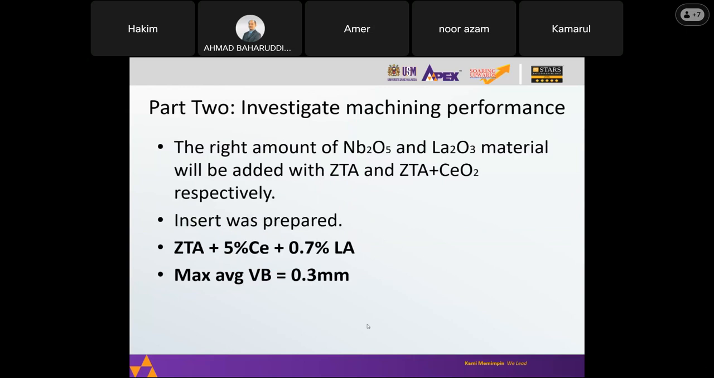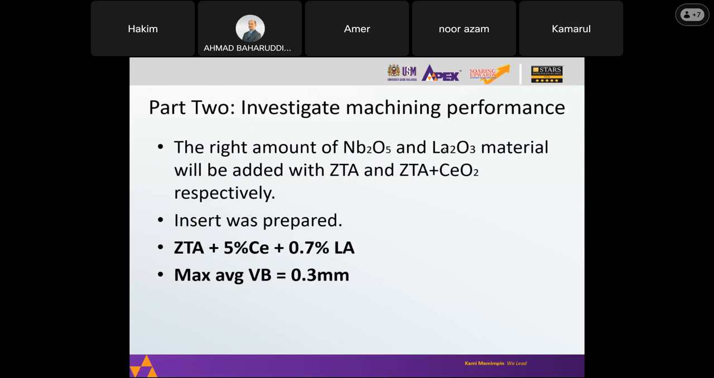Okay, part two: investigate the machining composition, the right amount of niobium. Actually, I tested two compositions, niobium oxide and lanthanum oxide.